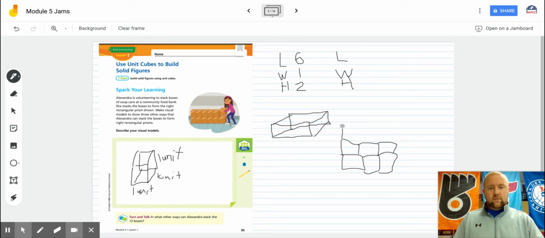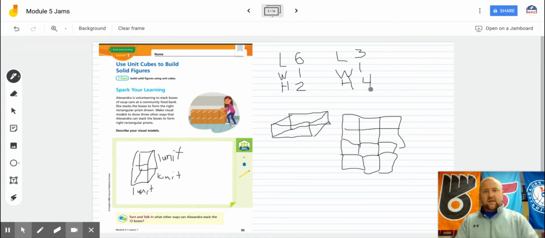So that's 2. Okay, and now this would be 3-dimensional, obviously, but this is what we would see from the front, which would still be 3, 6, 9, 12 boxes. So I might have a length of 3, a width of 1 still because it's only 1 row deep, and then a height of 4. That's what we're talking about today when we talk about building different right rectangular prisms, but using the same number of blocks.